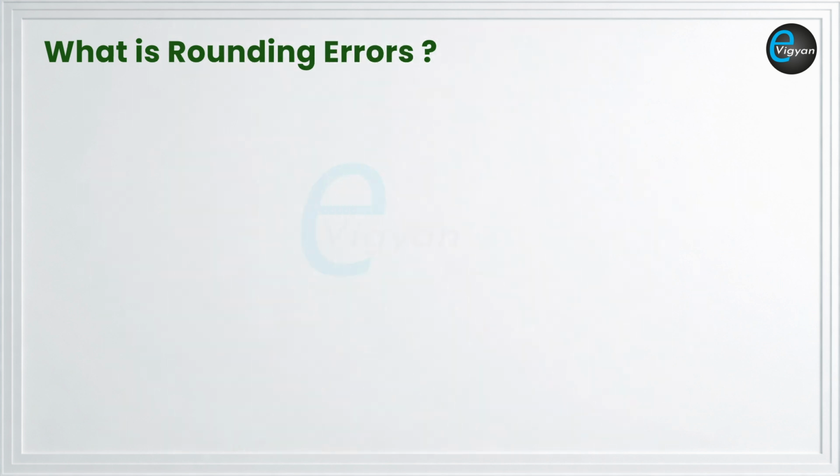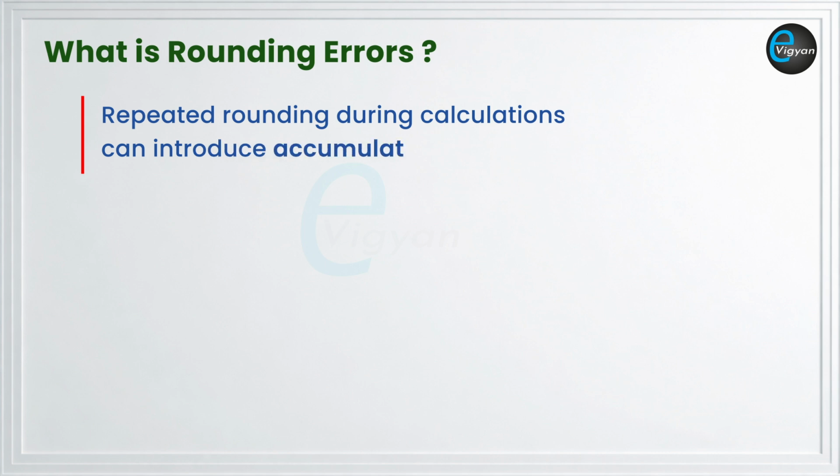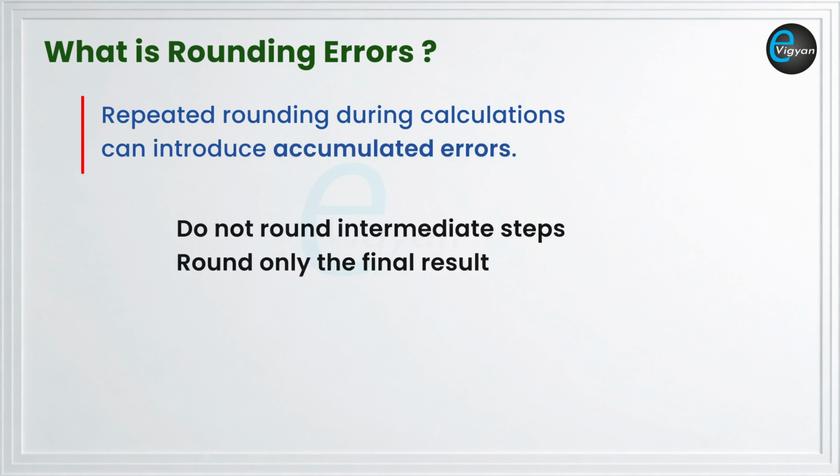Now let's discuss rounding errors. It is very important for examination purposes. Repeated rounding during calculations can introduce accumulated errors. That's why in physics, we do not round intermediate steps. We round only the final result.